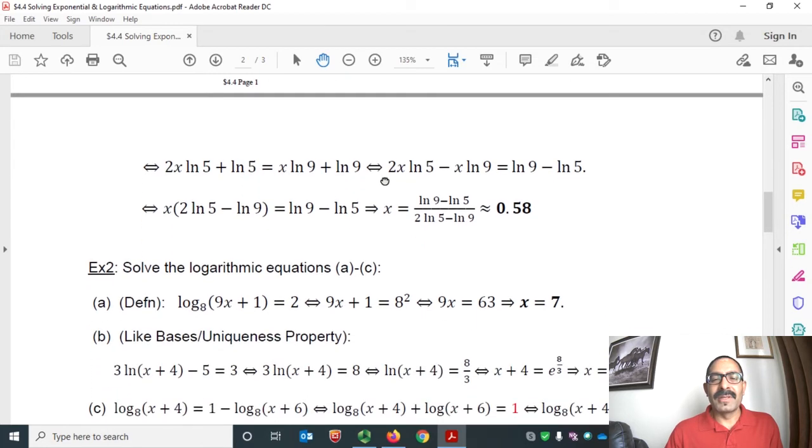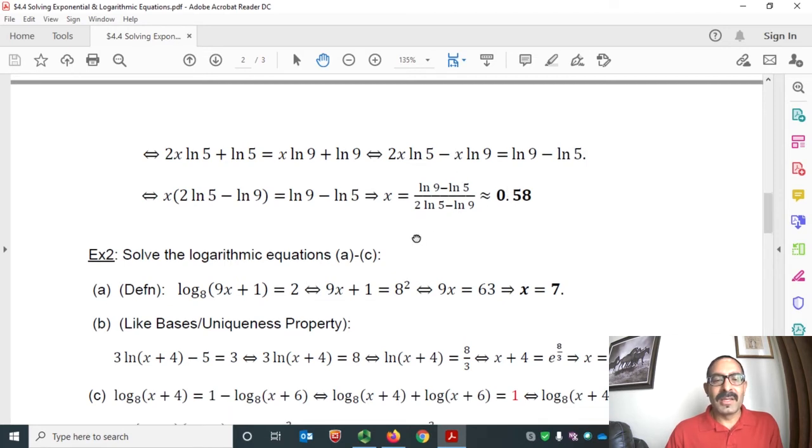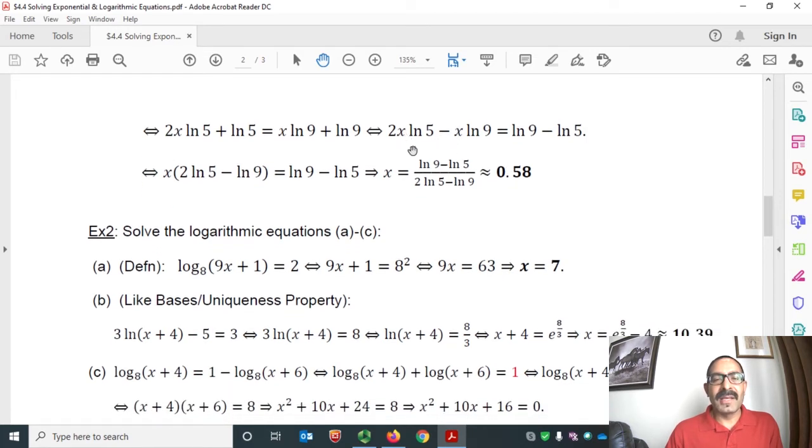Let me scroll down. Yep, here. And in the next step, let's rewrite x terms on one side and terms without x on the other side. So here, 2x ln 5 on one side, bring x ln 9 to the left side, and to the right side, ln 9 as it is, and take ln 5 to the right side. I hope this step makes sense to you all. And in the next step, let's factor the x out, because our goal is to solve for x.